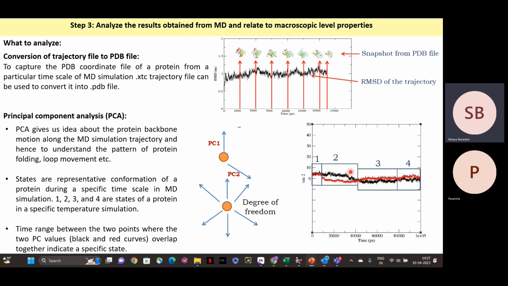And within a particular state, the protein does not undergo any major conformational change, but it has slight motions within that particular conformation. So the change of state from 1 to 2 represents a major conformational change, but within 1 or within 2, the protein moves slightly but maintains the same conformation.